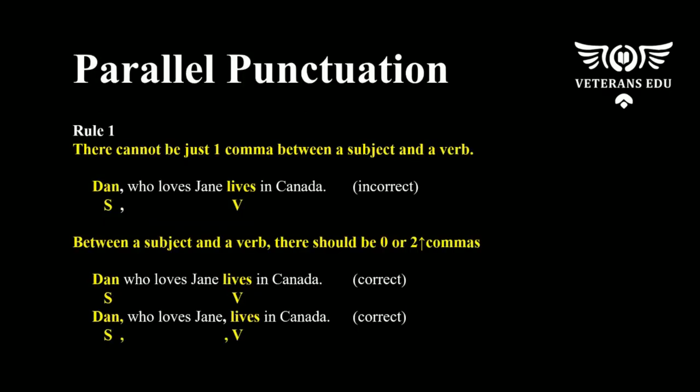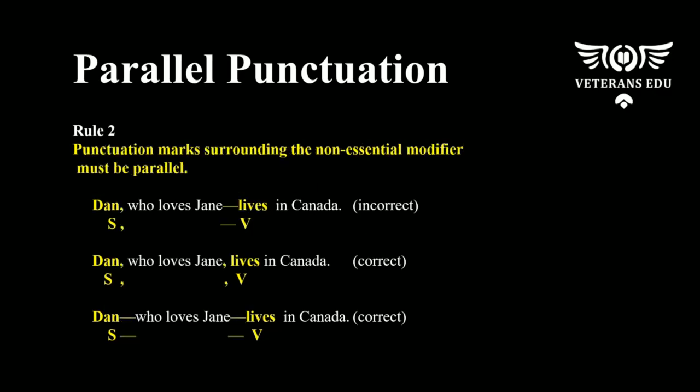So here we go. Now, parallel punctuation is really simple. Rule number 1, there cannot be just one comma between a subject and a verb. There has to be either 0 or 2 or more. For example, Dan, who loves Jane, lives in Canada. If the subject is Dan and the verb is lives, between Dan and lives, you need to have either 0 commas or 2 commas. Having more than 2 commas, for example 3 or 4, is possible, but to simplify things, let's just remember 0 or 2 for now.